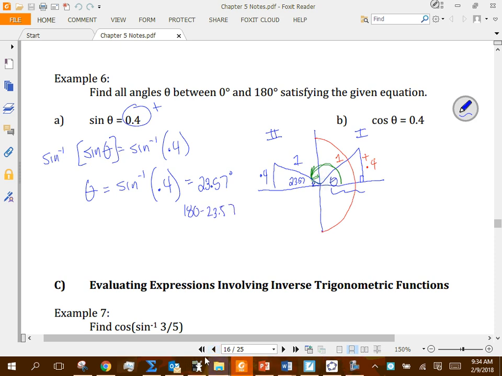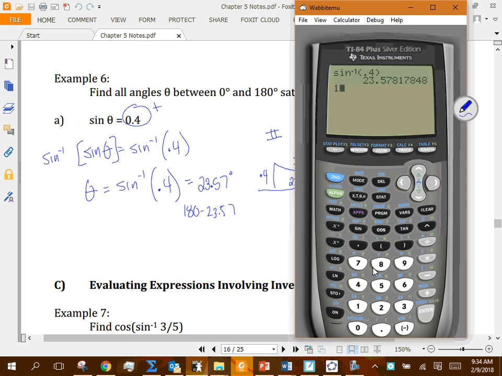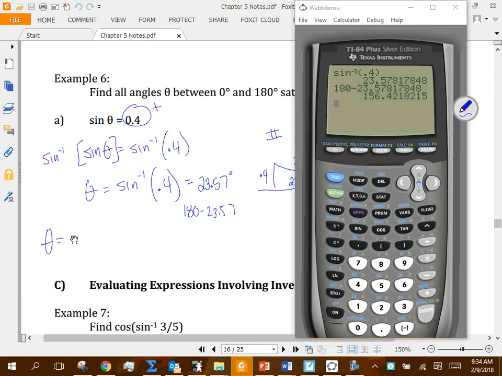So I'm going to type that in. 180 minus that thing, you get 156.42. So the thetas that we're looking for are 23.57 and 156.42. Those are the two angles that we should get 0.4 back when we run them through the sine function. And they're both between 0 and 180, right? So we satisfy the directions.